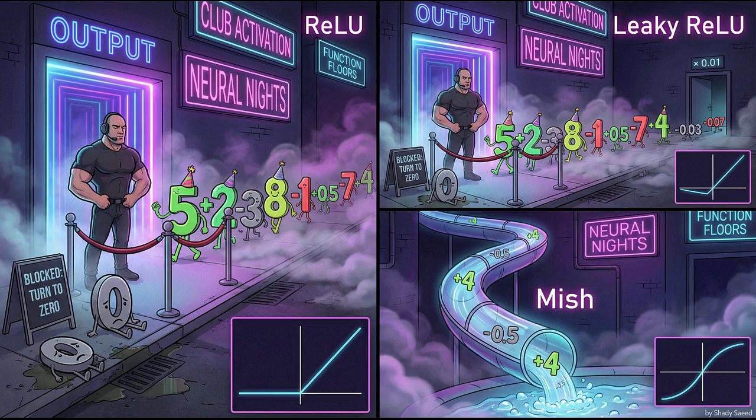After each neuron does its math, it passes the result through an activation function, a rule that decides how much signal to let through. ReLU says, if positive, keep it; if negative, make it 0. Leaky ReLU lets a tiny bit of negativity through. These functions add nonlinearity. Without them, stacking layers would be pointless because a chain of linear operations is just one big linear operation.